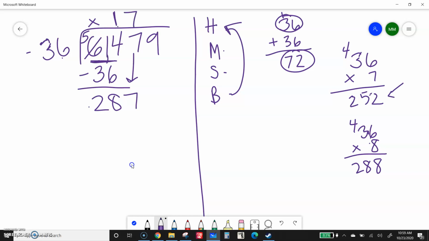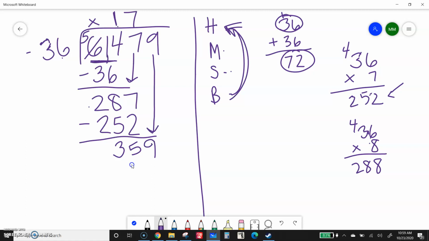It goes in 7 times. 7 times 36 is 252. Subtract. 7 minus 2 is 5. 8 minus 5 is 3. Okay, notice it's less than 36, which is good. If it's more than 36, I need to go back and try a different number. Bring down my next number, 9. Go back up to the top.